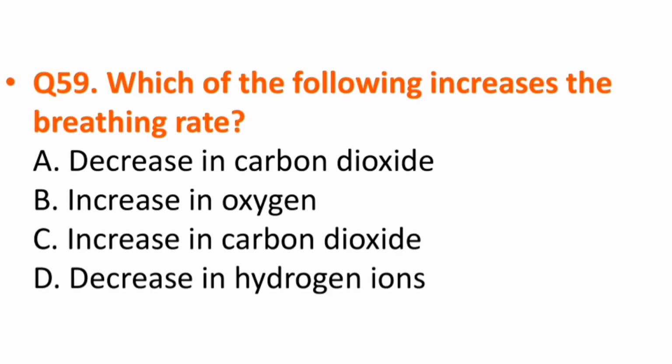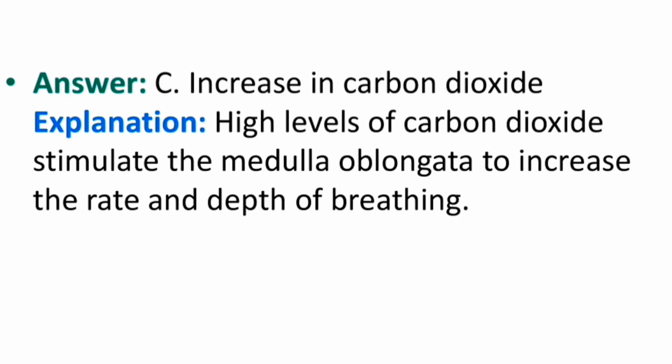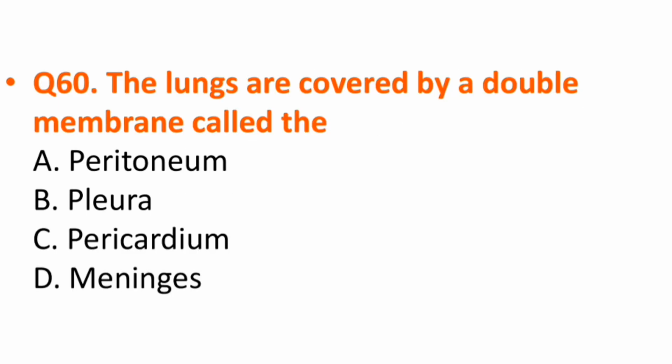Which of the following increases the breathing rate? Option A, decrease in carbon dioxide. Option B, increase in oxygen. Option C, increase in carbon dioxide. Option D, decrease in hydrogen ions. The correct answer is option C, increase in carbon dioxide. High levels of carbon dioxide stimulate the medulla oblongata to increase the rate and depth of breathing.